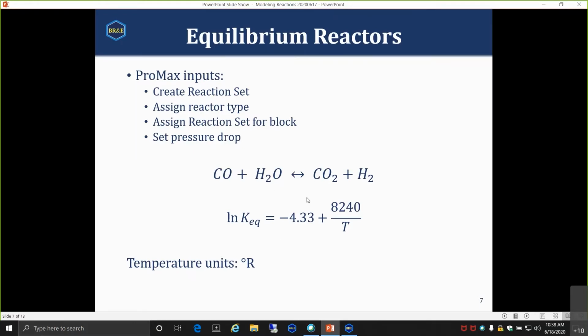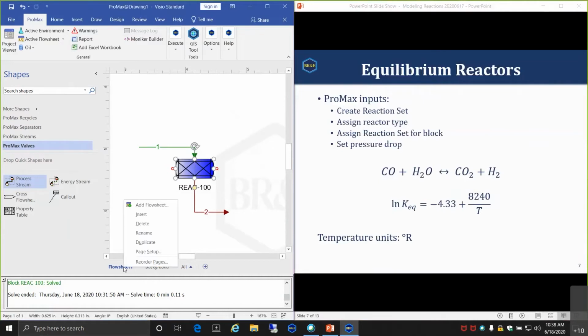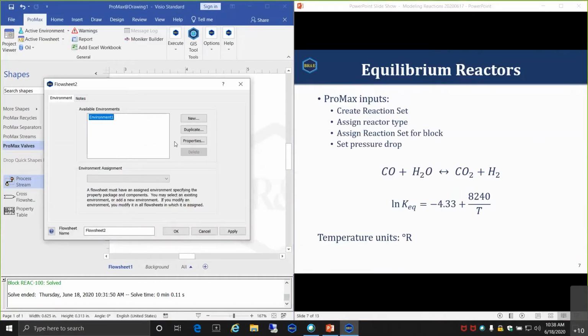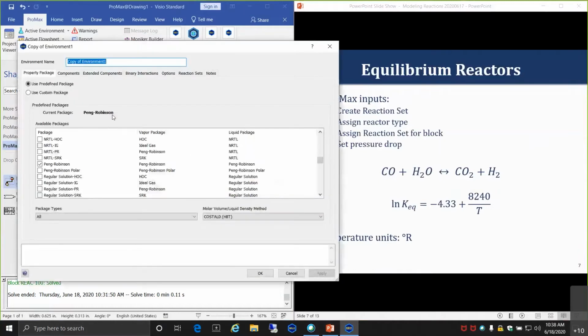In this particular equation, our temperature units are in degrees Rankine, and that's going to give us our calculated equilibrium constant. I'm going to add a new flow sheet, and I'm going to use a copy of the environment so I don't have to put my components in. This is going to be my equilibrium reaction.